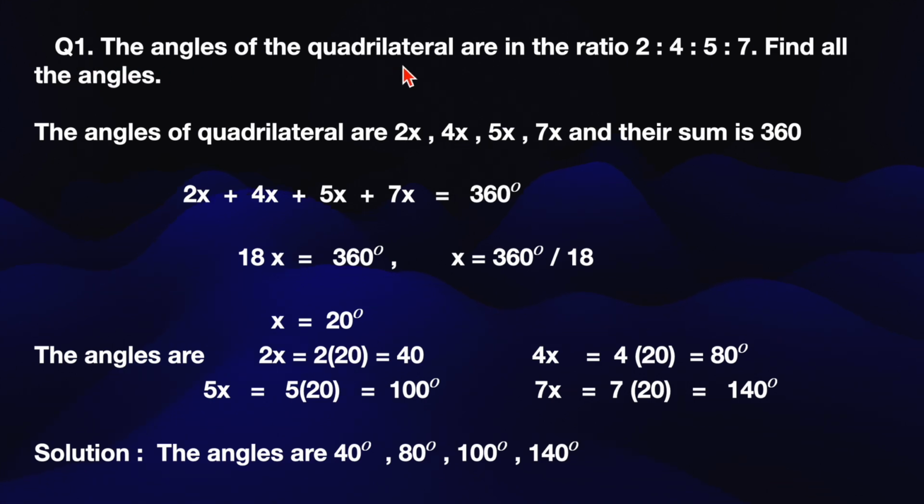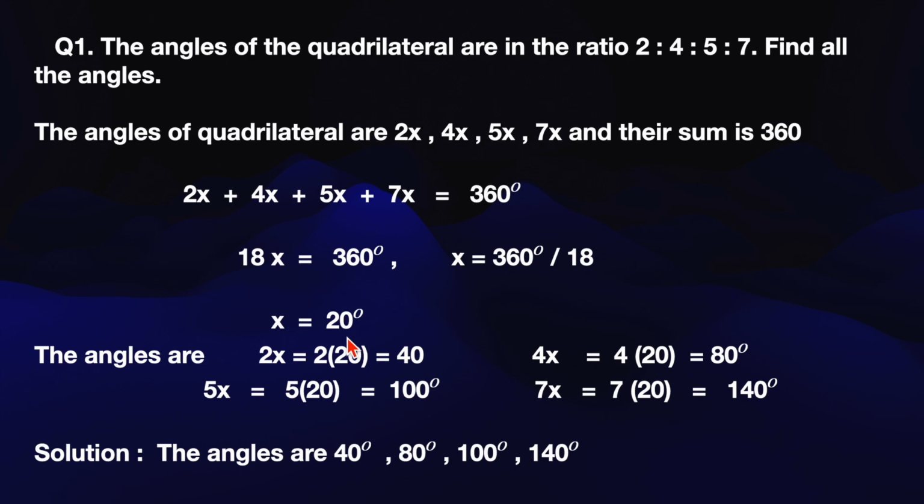Question 1. The angles of a quadrilateral are in the ratio 2:4:5:7. Find all the angles. So here the angles are given in ratio form. So we can multiply by a common factor, variable x, so that we'll get the angles as 2x, 4x, 5x and 7x. And their sum is always 360. So, 2x plus 4x plus 5x plus 7x is equal to 360. 18x is equal to 360. x is equal to 360 upon 18. x is equal to 20.